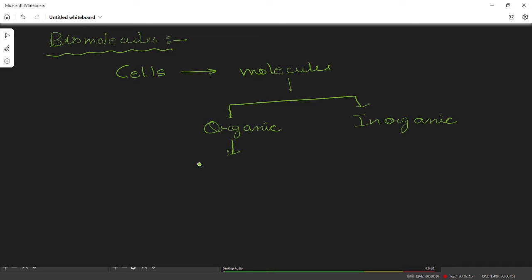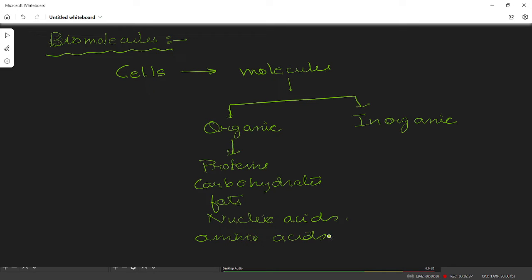So organic biomolecules are of different types, like the protein, carbohydrates, fats, nucleic acid, amino acids, polysaccharides or carbohydrates.